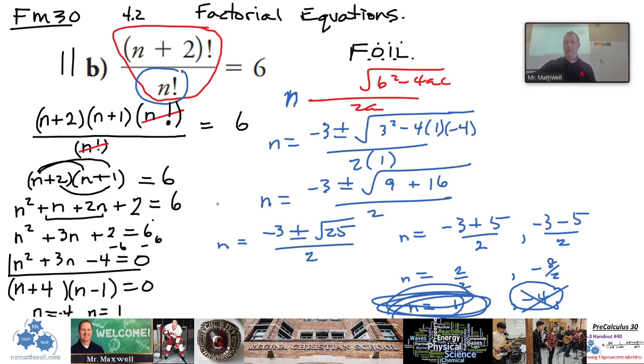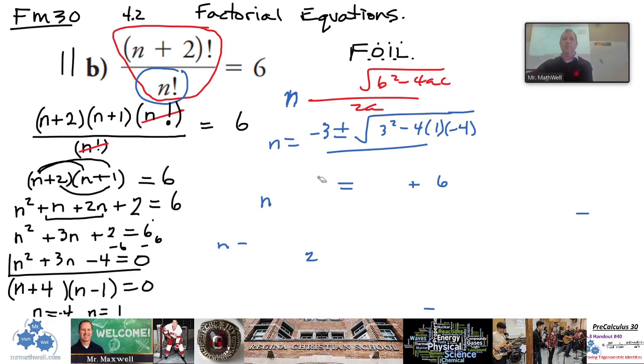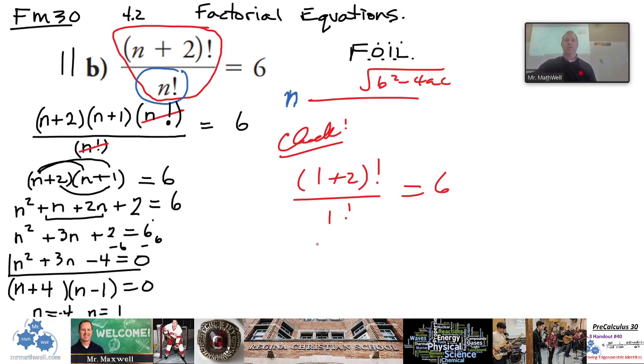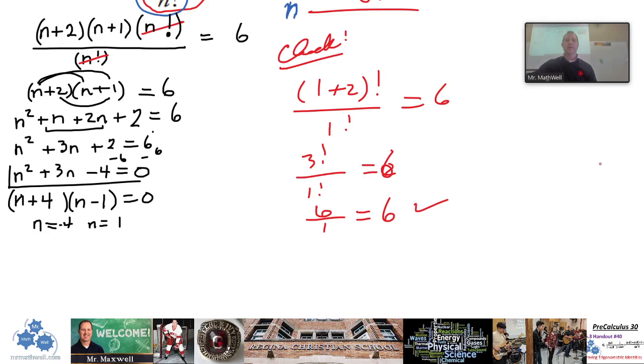And we probably should check that. Maybe I'll leave this question up. Checking with positive 1, our check would be 1 plus 2 factorial over 1 factorial equals 6. So that's 3 factorial over 1 factorial equals 6. 3 factorial we know is 6, and 1 factorial is 1. So 6 over 1 equals 6. That is true.